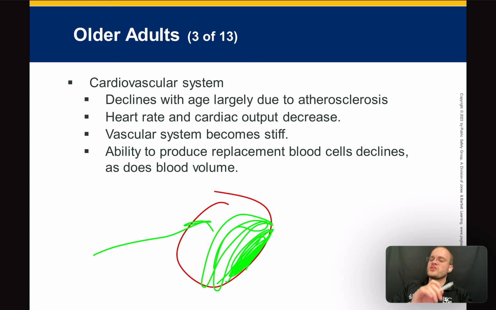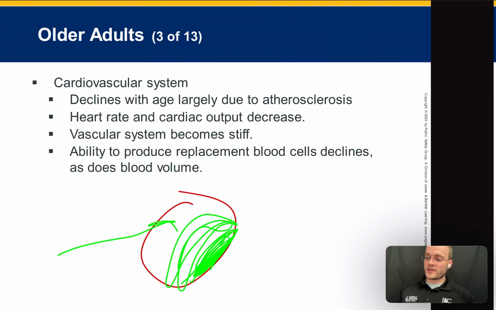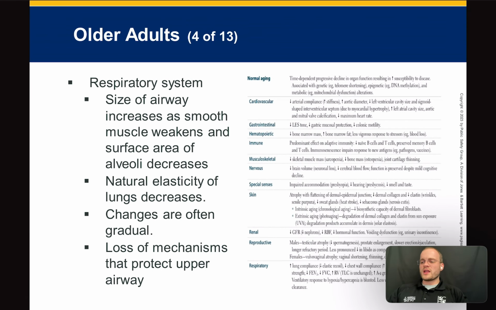But the consequence of this is the vascular system, because of aging, atherosclerosis, and this other thing called arteriosclerosis, becomes stiff. So instead of these nice rubber hoses for our arteries and veins, they become like bendy straws, right? They become more stiff, so they have less compliance, so they're not as friendly to your heart. And the ability to produce replacement blood cells declines, so your bone marrow starts giving out, and your blood volume actually will decrease as you age, okay? A little bit. It's not drastic, but it does.